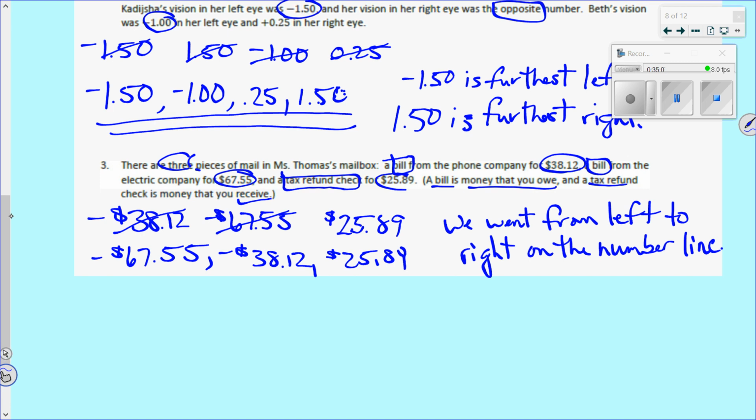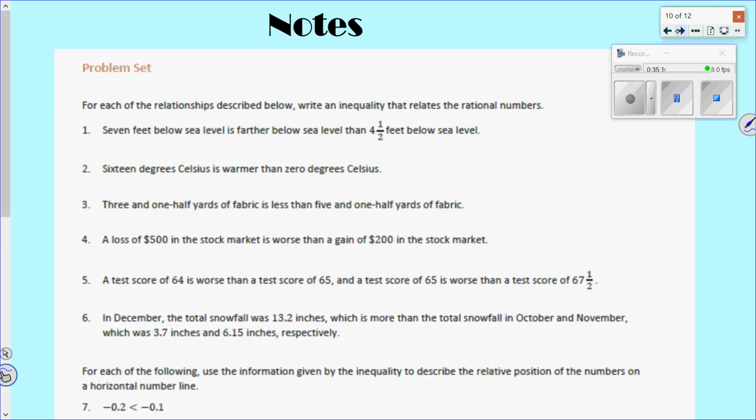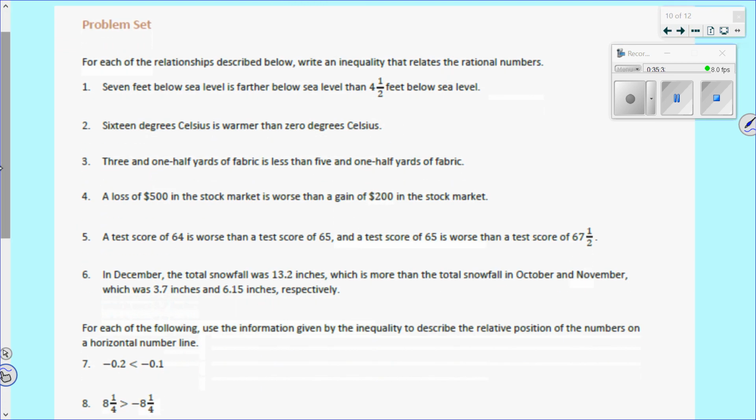Any questions so far, guys? Good. Let's go ahead and go to this one. Actually, you know what? We're going to skip this page. Go to this page. I want to make sure we get through this one. Don't exit out yet because we might come back to it, depending on how time goes. But last class, we barely made it to this one, and I want to make sure we have time to go through the homework, since homework is for everybody. Okay, for each of the relationships below, write an inequality that relates to rational numbers.